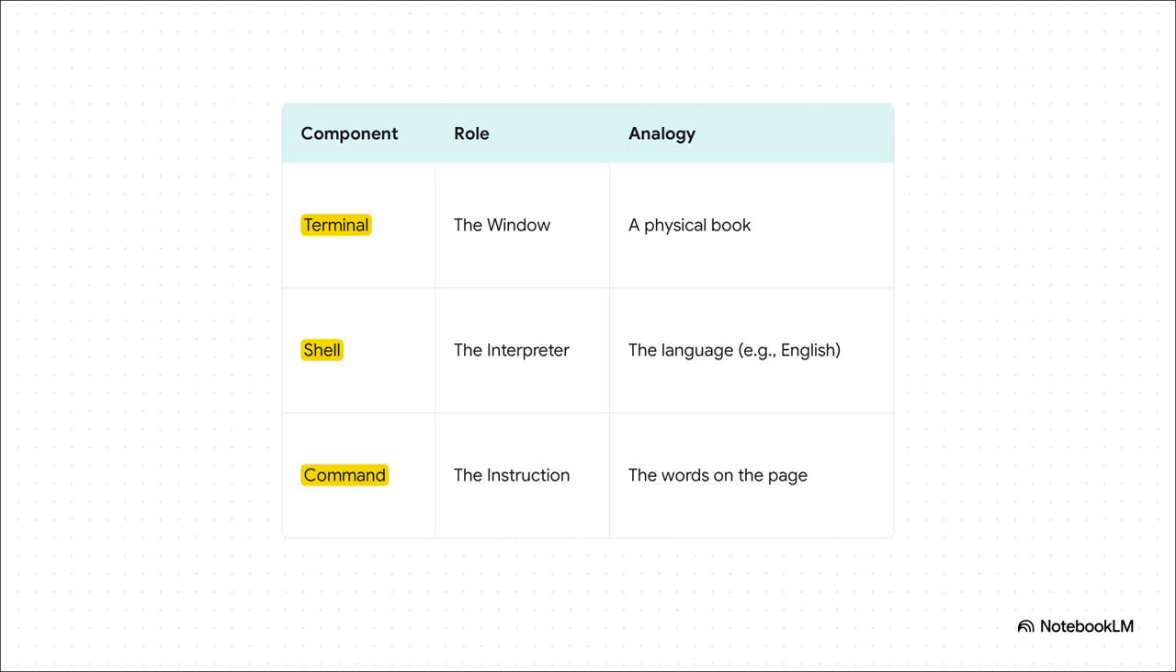Now, this slide is actually super important because it clears up 3 things people get mixed up all the time. Think of it like this. The terminal is just the window you're looking at. It's like the physical book. The shell is the program inside that actually understands you. That's the language you're reading in, like English. And the command? That's the specific instruction, the actual words on the page. Getting this difference is a total game changer.